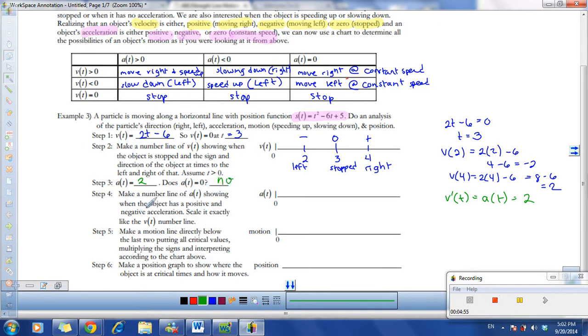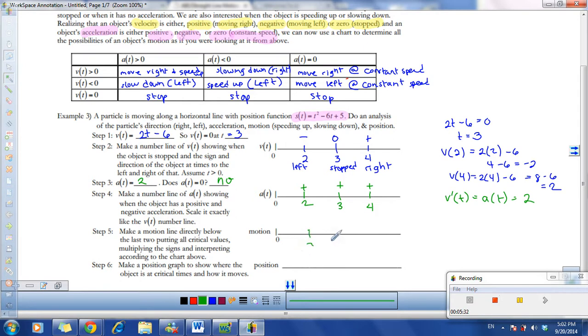No. Okay, so make a number line of a of t showing when the object has a positive and negative acceleration, scaled exactly like the v of t number line. So I need a 2 here, then a 3, and then a 4. And it's always positive all along. Okay, so that's my acceleration function. So what does that mean for my motion? It says multiply the signs and interpret according to the chart above. Okay, so negative and positive.